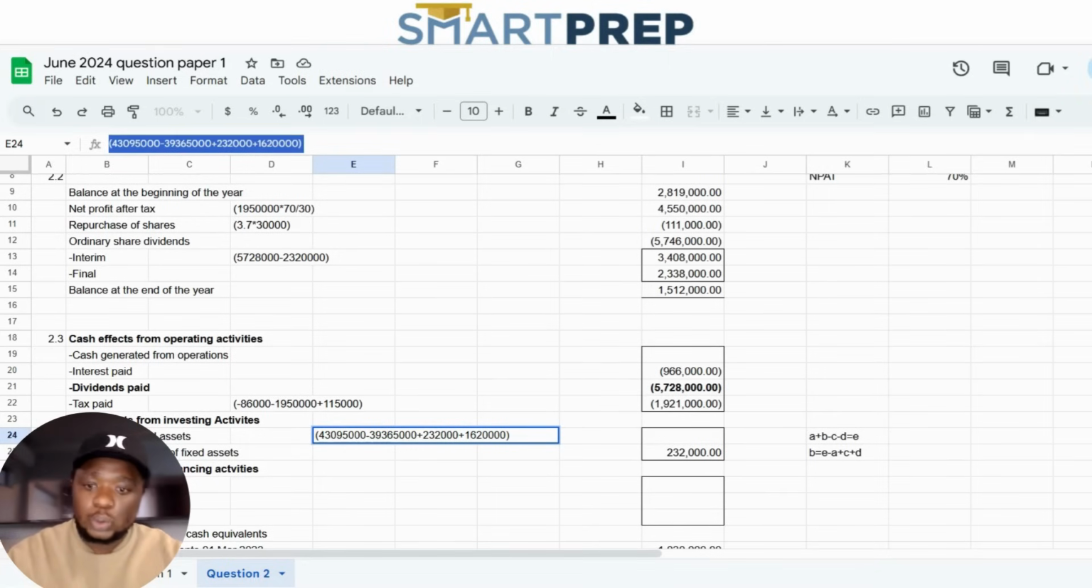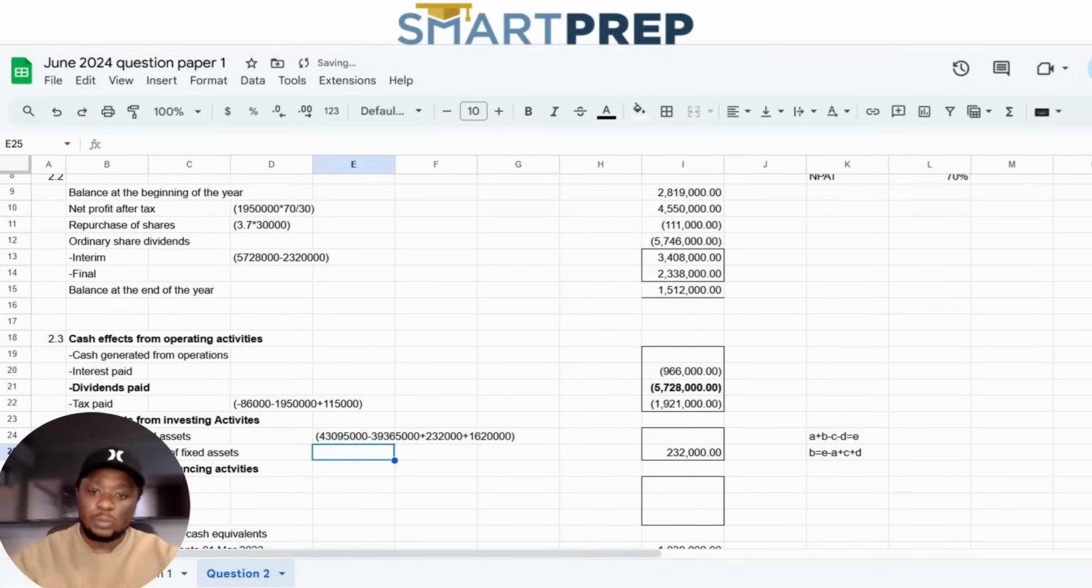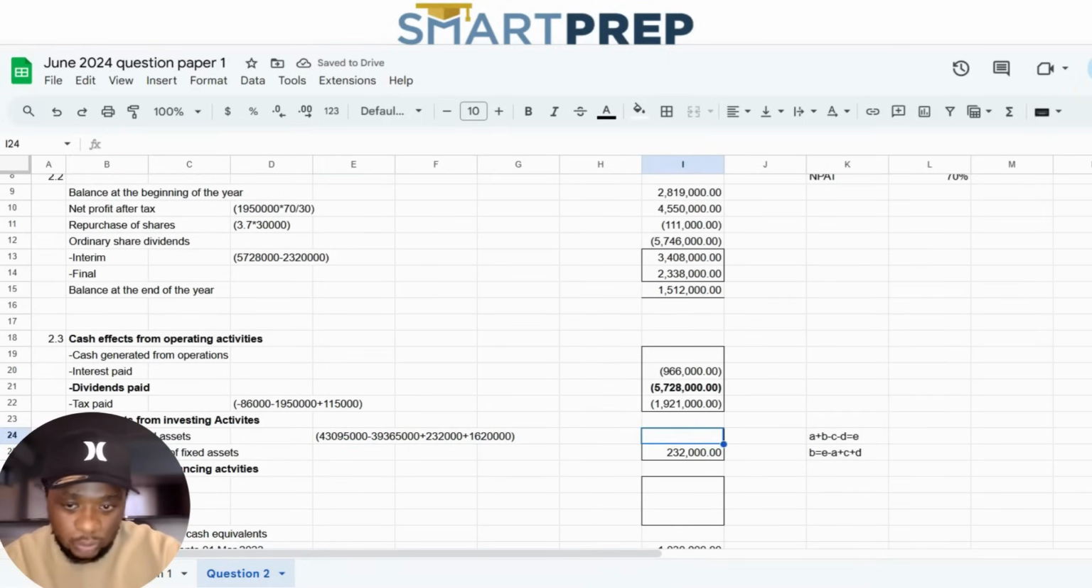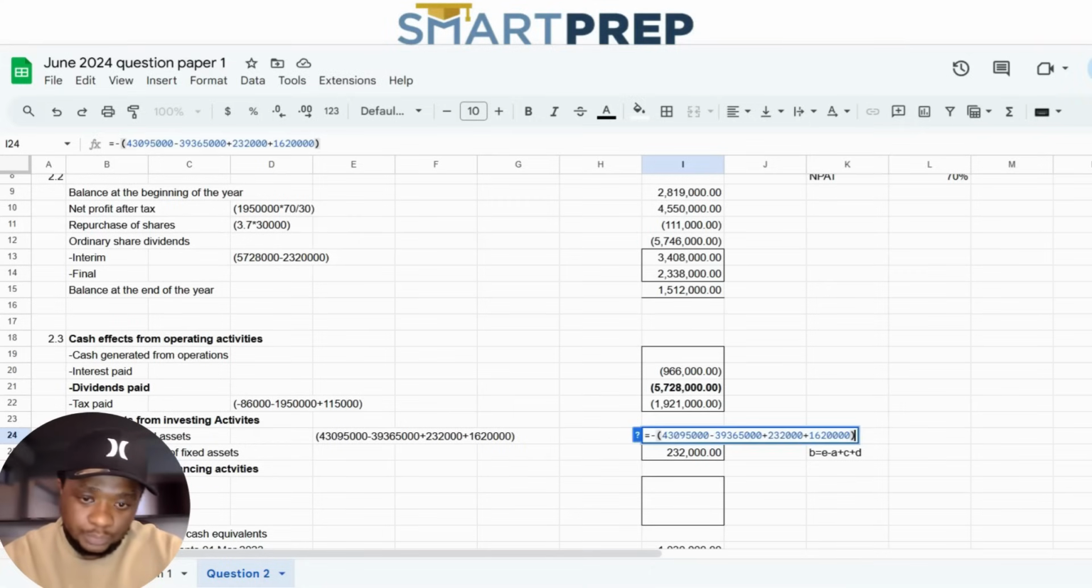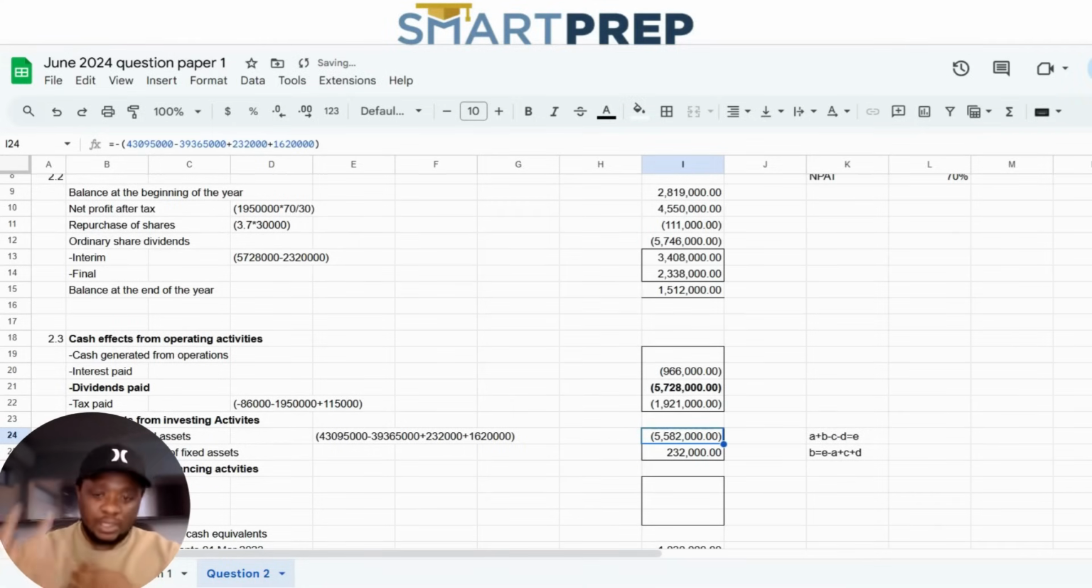Okay, and so basically by using that formula, we are able to work this out. So that works out to 5,582,000. It's just basically working backwards. So you start from the end of the year, you're going back to the beginning of the year. But then obviously, in the examples that you're going to be doing, we're either going to be looking for the disposal, or we're going to be looking for the purchase of fixed assets.